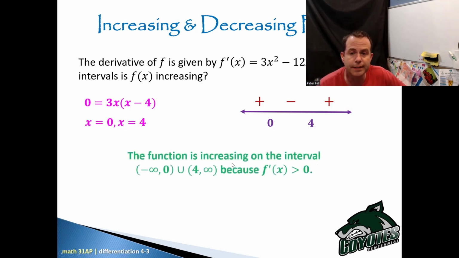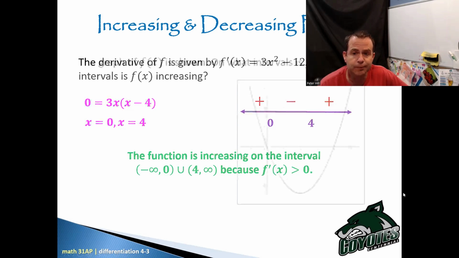So we say the function is increasing on the interval -infinity to 0 in union with 4 to infinity. Please take note that I'm using curved brackets, not square brackets, because I can't include infinity. And I'm actually at 0 and at 4 neither increasing nor decreasing, right? And my reason for this statement is because the derivative is 0 there.